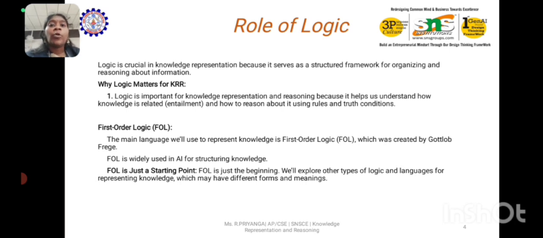Logic is important for knowledge representation and reasoning because it helps us understand how knowledge is related and how to reason about it using rules, truth and conditions. The logic is first order logic. First order logic was created by Gottlob Frege and is widely used for structuring knowledge. It's just a starting point, the beginning of FOL. But we will explore other types of logic and languages for representing knowledge, which may have different forms and different meanings.